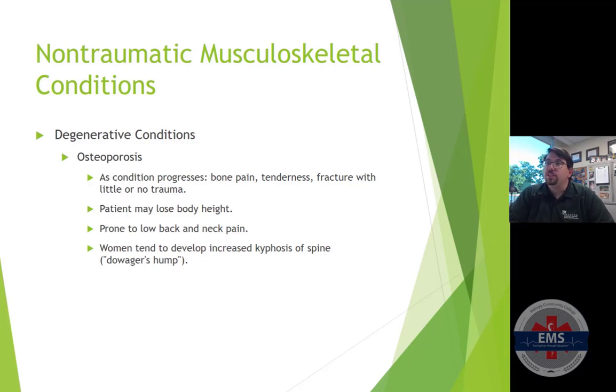Now remember, this is a progressive disease. So the longer it goes, the more painful the bone will become, the more tender it's going to be, and very commonly you'll see fracture with little to no trauma. That's a key indication of osteoporosis. The patient is going to lose body height because the vertebrae are collapsing upon themselves. They may also be prone to lower back and neck pain, and typically we see women who end up developing kyphosis of the spine, where we get that upper back hump that we would see like the Hunchback of Notre Dame.